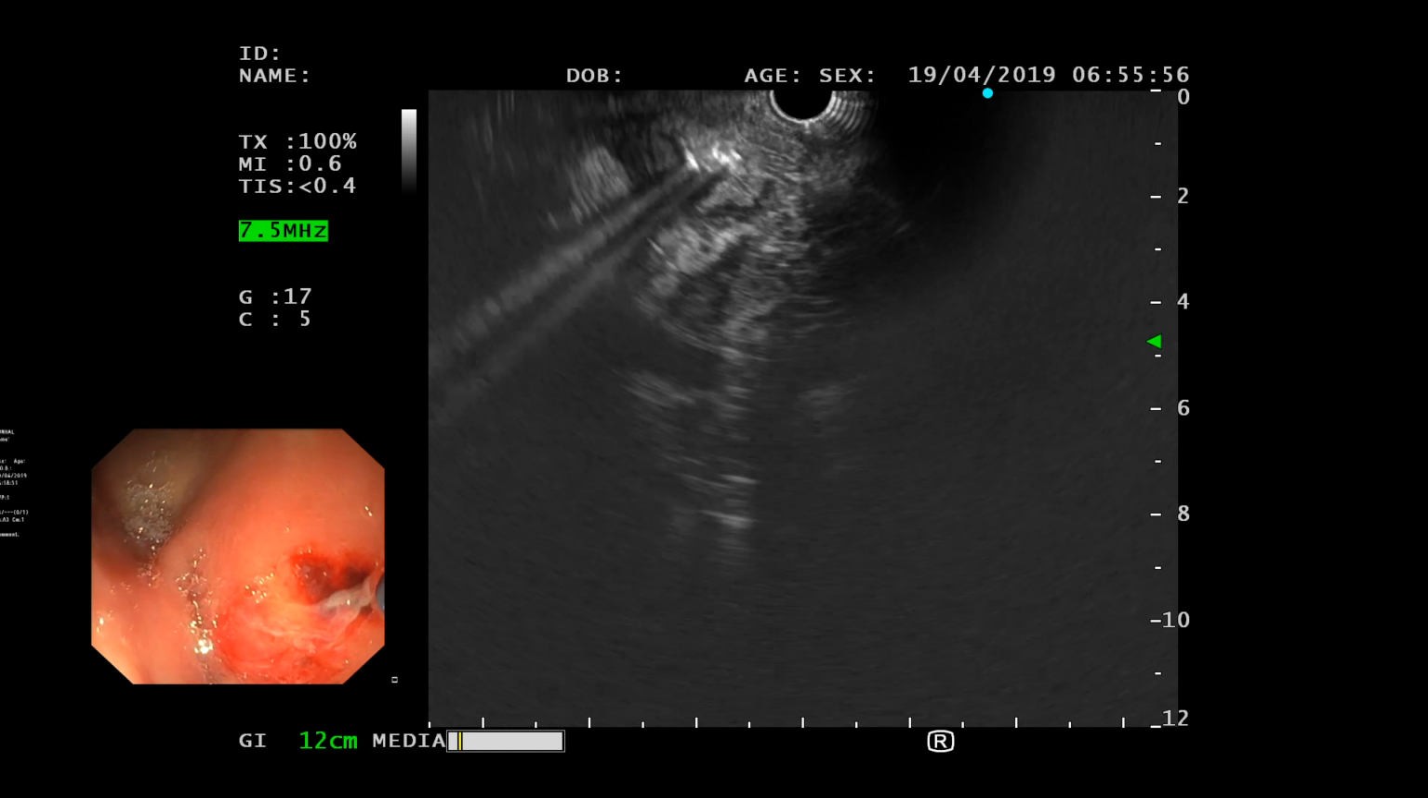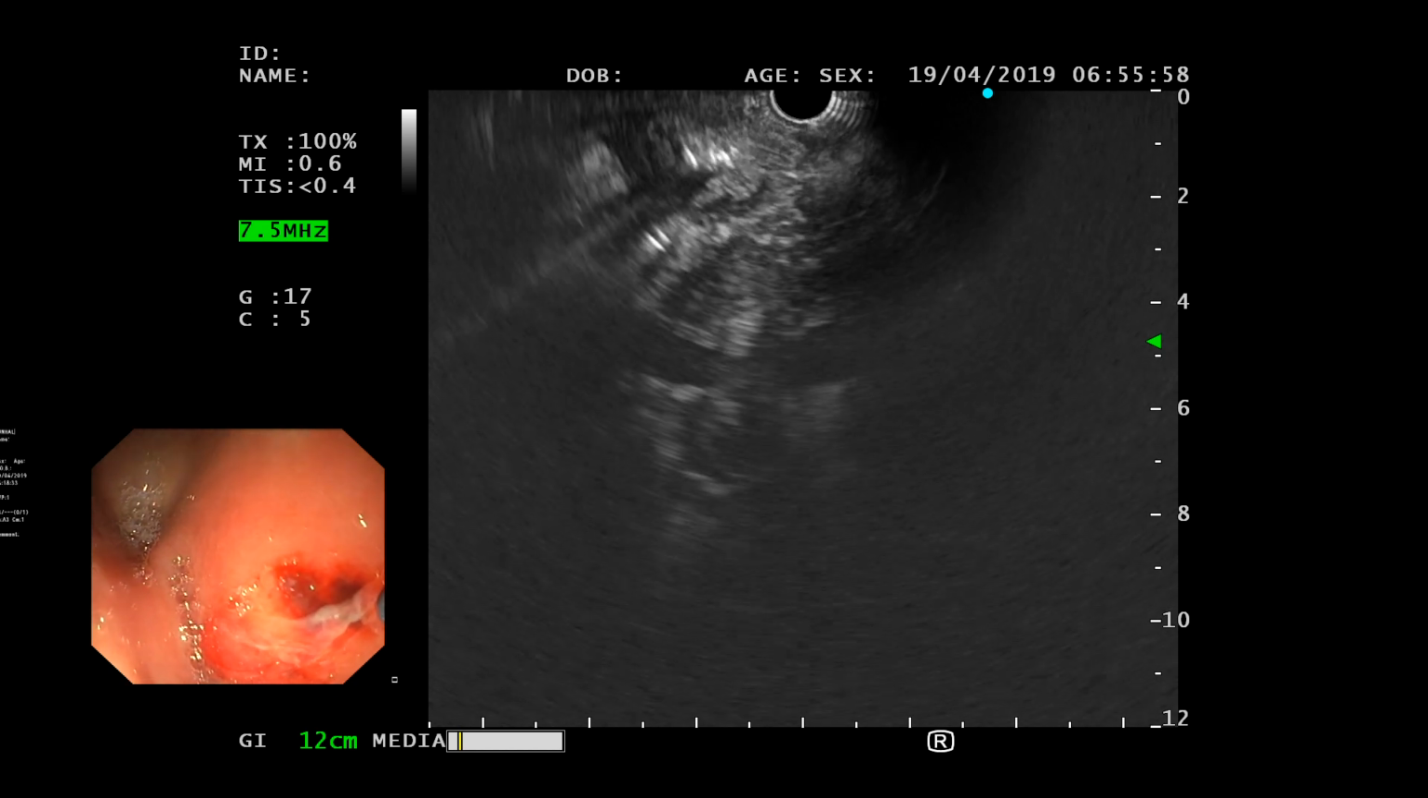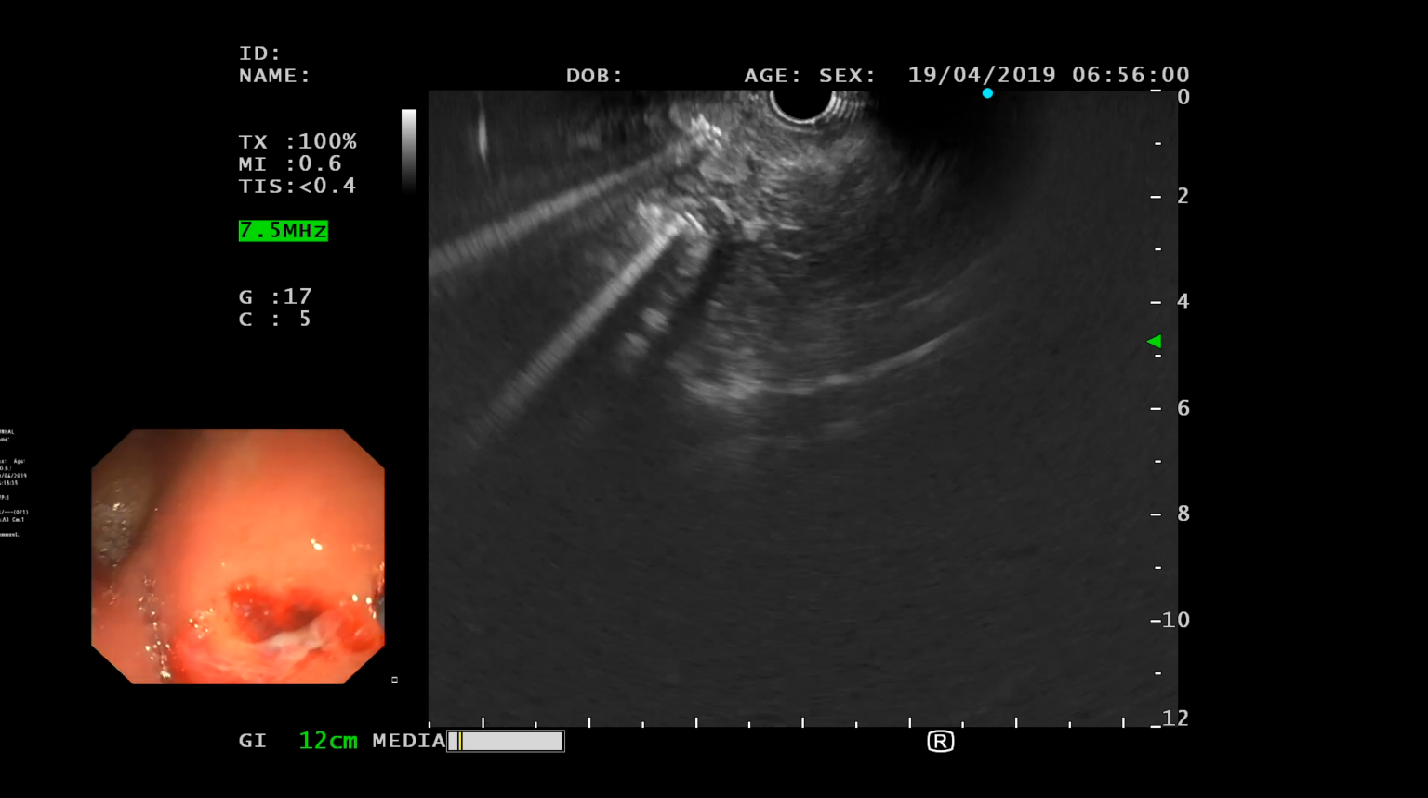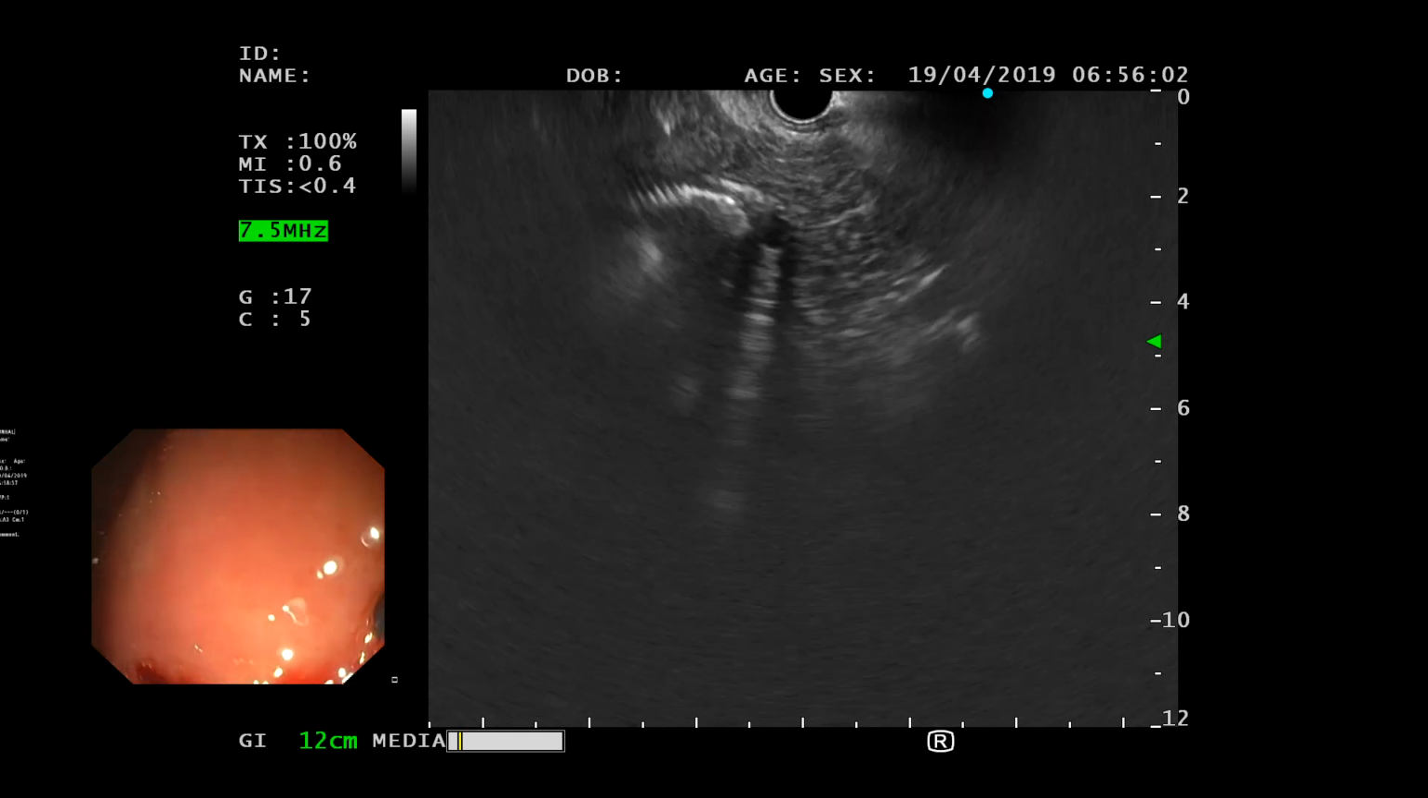So you want to see it endoscopically? Yes, just a little bit of the sheath, just endoscopically visible. It should be just visible.